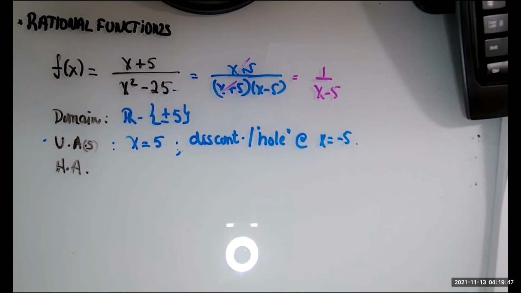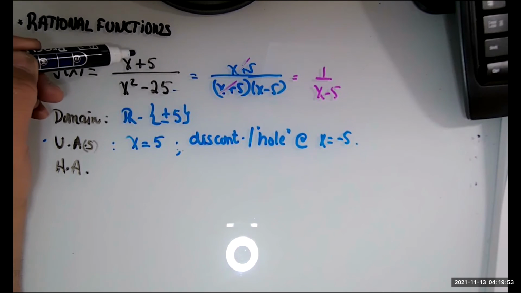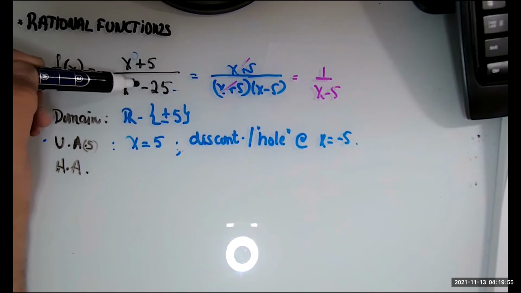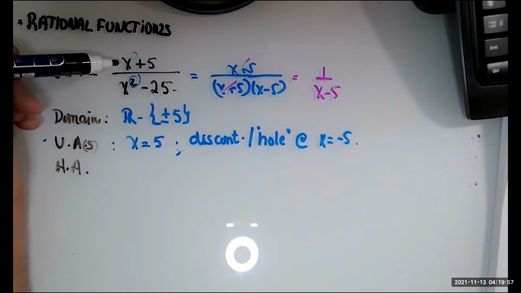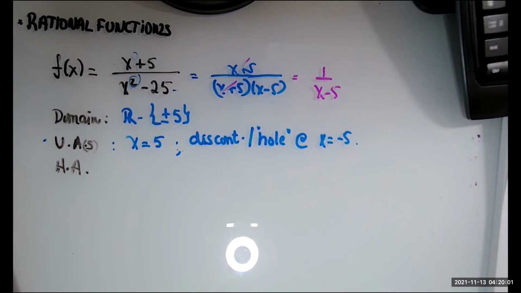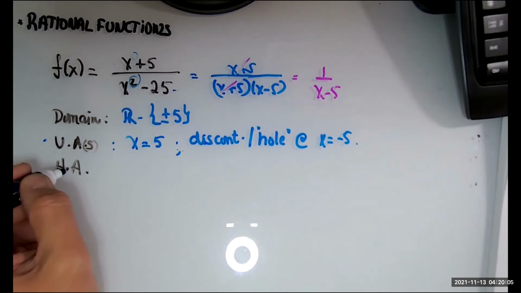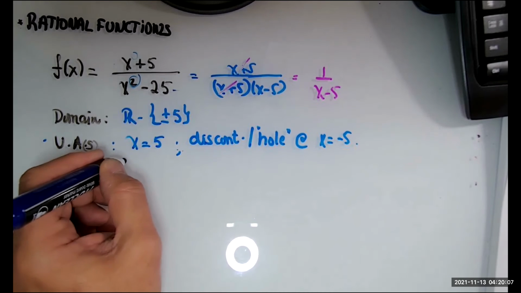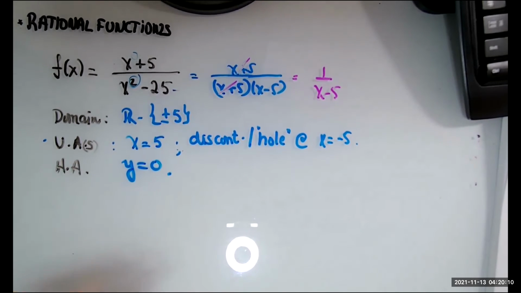For the HA, we need to look at the degrees and coefficients, but the degrees first. The degree here is 1. The degree here is 2. Of course, the degree of the denominator is higher than the degree of the numerator. Therefore, this function will exhibit one horizontal asymptote at y equals 0. And that will be it.